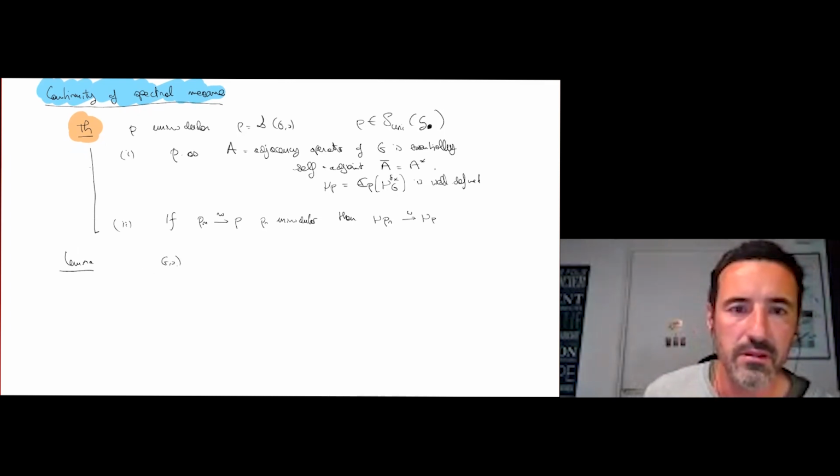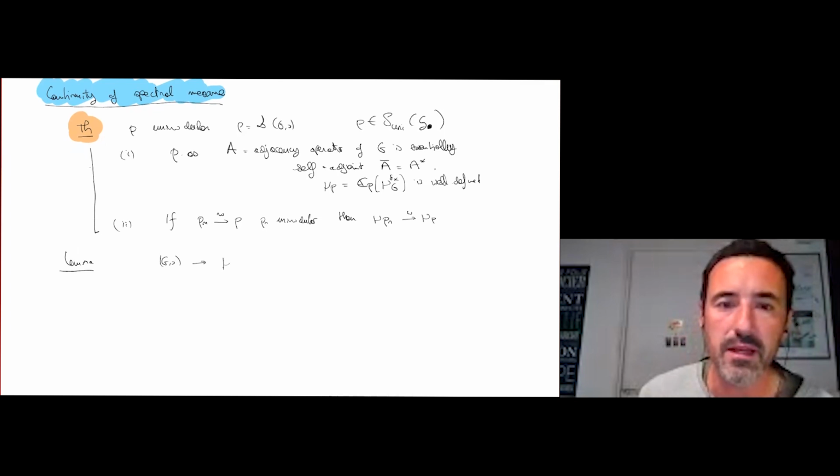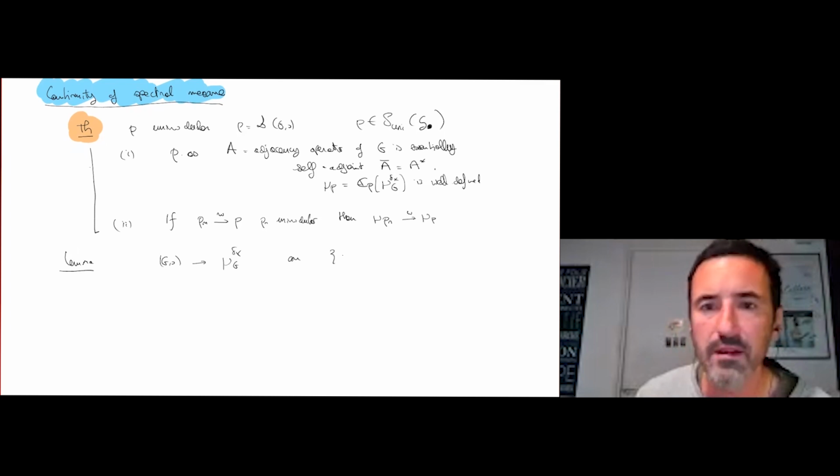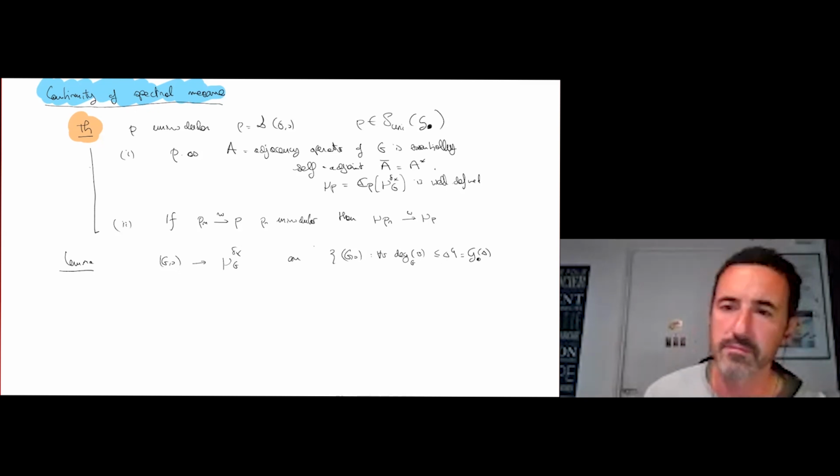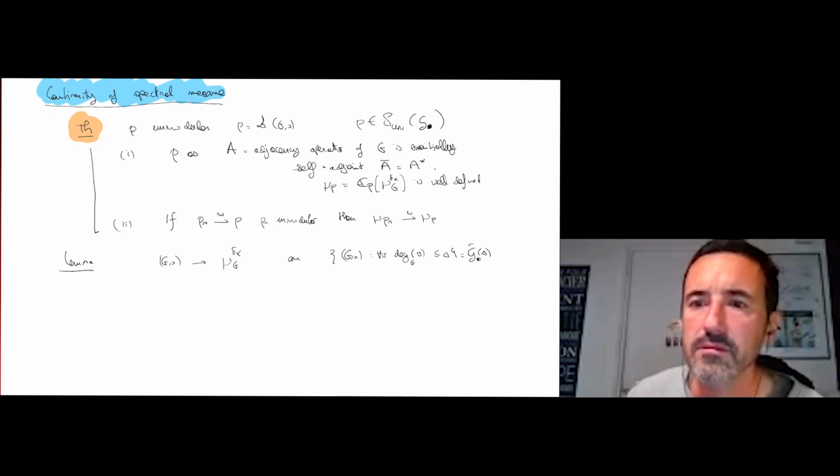Look at the function which, to a rooted graph, associates the spectral measure at the root. You consider this function on the set of rooted graphs such that the degree of any vertex in G is bounded by delta. Let's call that set G delta.